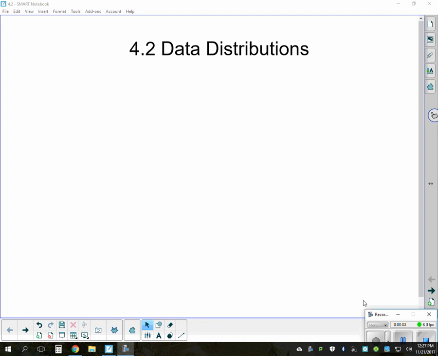Continuing on in our chapter 4, our second chapter 4, unit 4, we're going to talk about data distribution. Some of this might be a review from middle school. Hopefully it will be just like the last section, and maybe get into some new stuff as well.